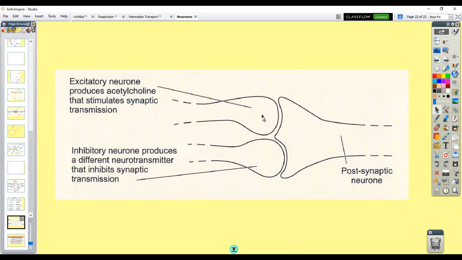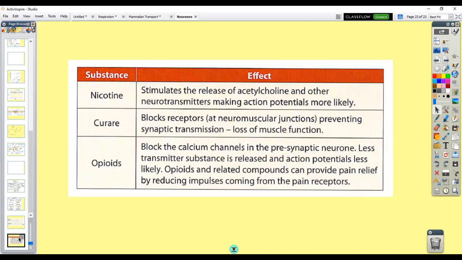GABA is an example of an inhibitory neurotransmitter, and it's released to reduce anxiety and prevent panic attacks and dampen down those pathways in the brain. And then the last part of this is looking at different substances and what effect they have. So you can see nicotine stimulates the release of ACH, so that will mean that more action potentials are likely. So that makes your nervous system a bit more awake, if you like.